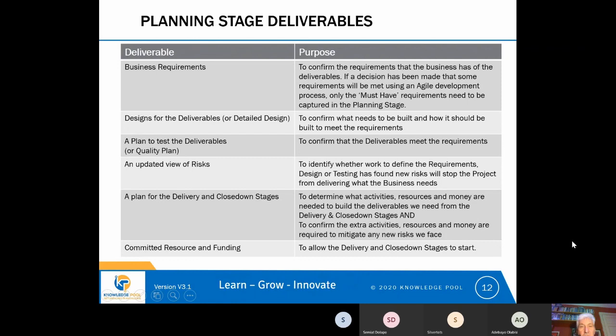So, are there any questions about the planning stage deliverables before we move on?